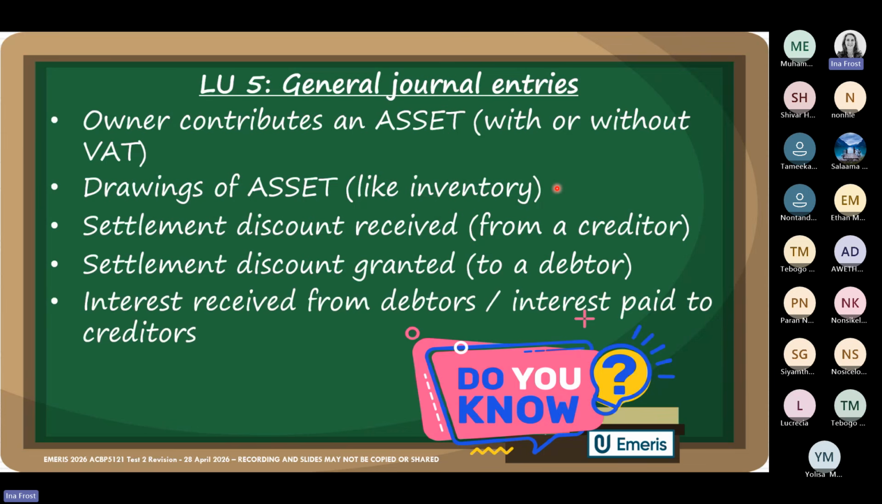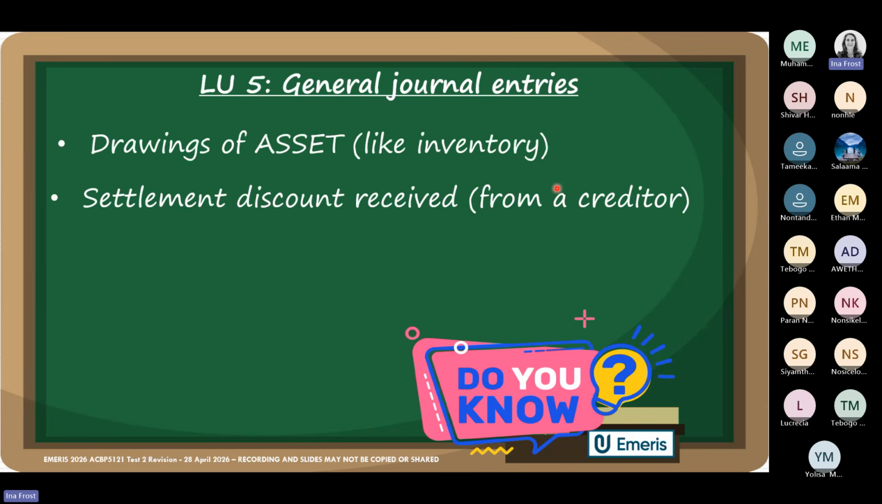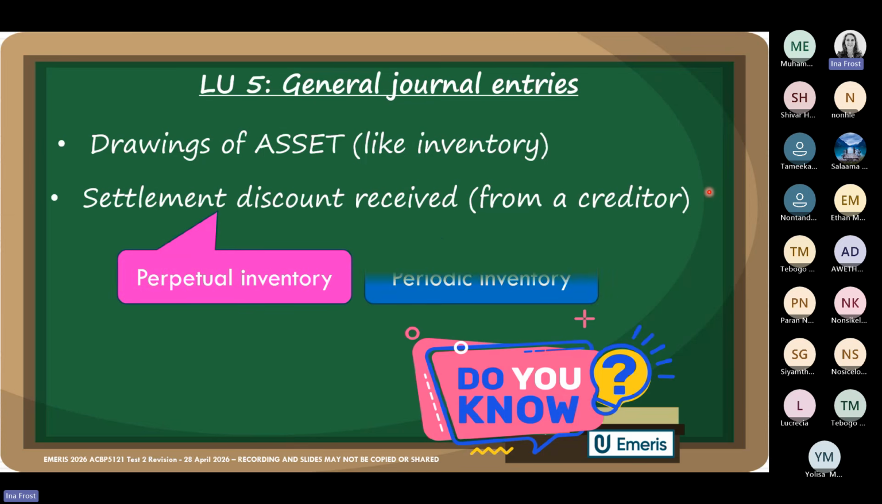We can charge interest on a late debtor's account, or our creditors can charge interest on our accounts. There can be credit losses, and then there's corrections of errors. And specifically, when it comes to the drawings of inventory and settlement discounts received from creditors, for these two entries, you must be able to do it for both inventory systems. That's why we said at the beginning of each question, you must check which inventory system is being used, because it has impact on a number of different entries.